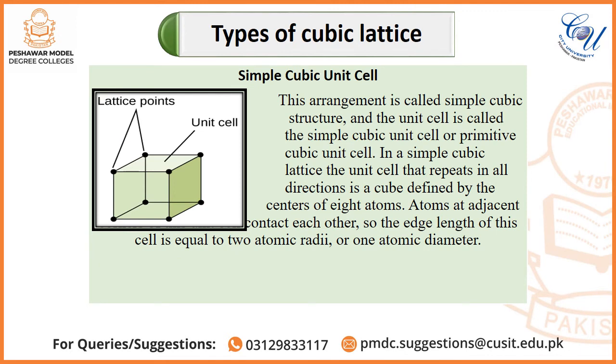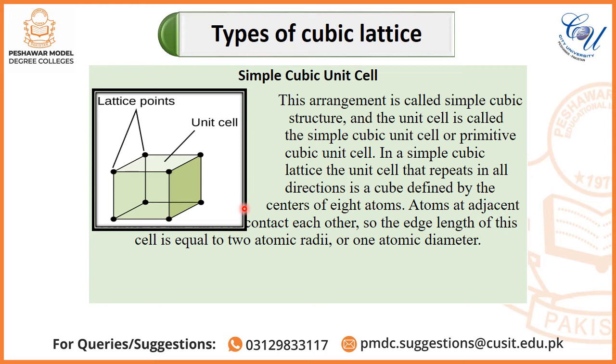Types of cubic lattice. There are three types. The first one is the simple cubic unit cell. This arrangement is called the simple cubic structure and the unit cell is called the simple cubic unit cell or primitive cubic unit cell. In a simple cubic lattice, the unit cell that repeats in all directions is a cube defined by the centers of 8 atoms. Adjacent atoms contact each other, so the edge length of this cell is equal to 2 atomic radii or 1 atomic diameter.